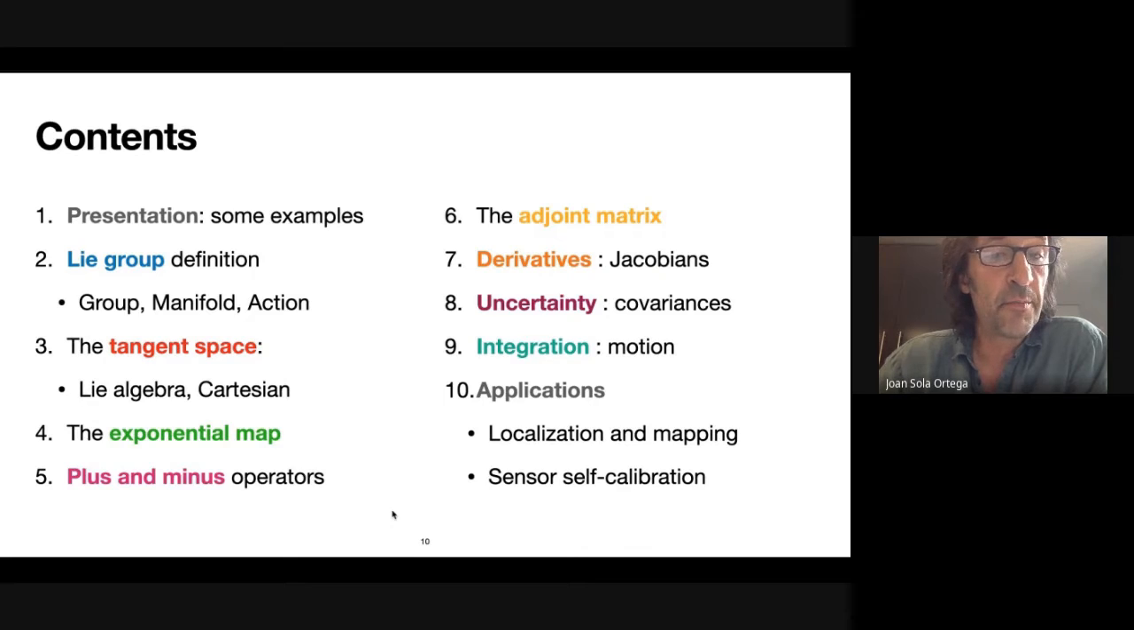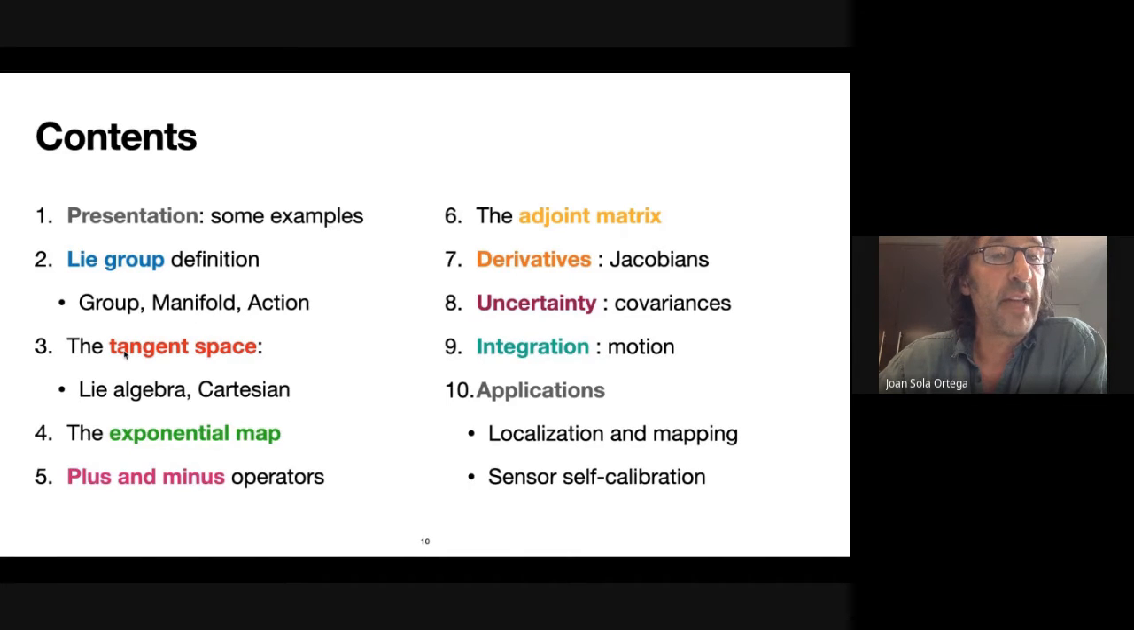Okay, that was a long presentation. The course will be a little bit more detailed so that you can learn something useful and not only, waving hands as I've been doing up to now. So I did point 1, the presentation with examples. Next, I will be presenting the Lie group, a formal definition: the group, the manifold, the action. We will talk about these 3 concepts.